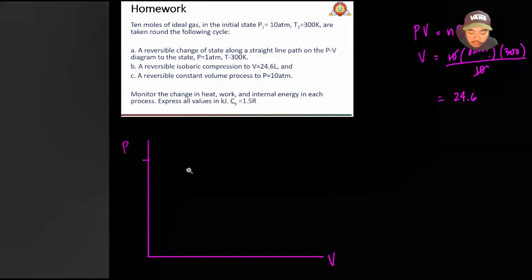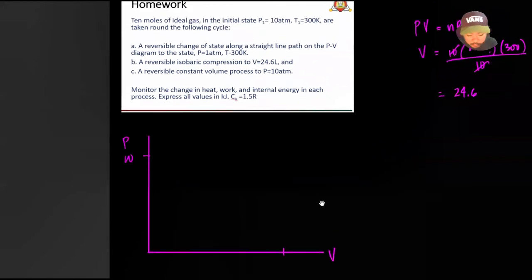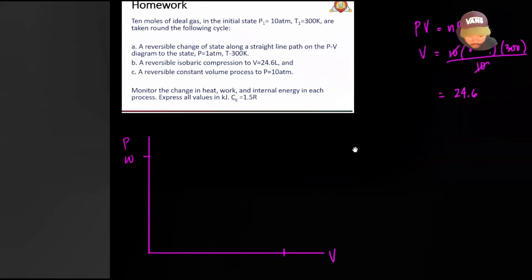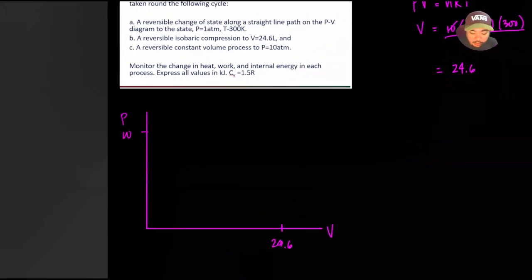So yung initial state natin is pressure at 10 atmospheres. So let's just say ito yung 10. And 24.6, lagay lang natin siya dito. So actually, hindi ko alam pa. So let's just say dito siya. Bababa pa to. Straight line pa. Sige. Ito 24.6 liters. Okay? So dito yung state 1 natin.